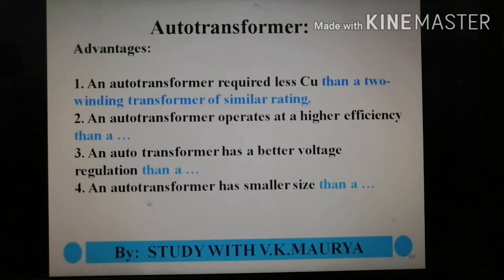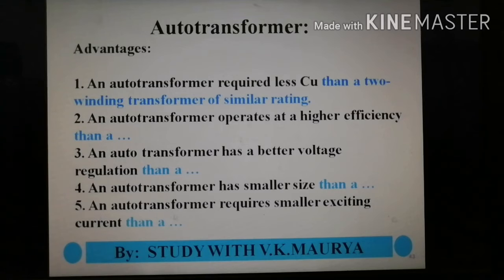Now the fourth one, an auto transformer is smaller in size than a two winding transformer of the same rating. Why is it so? Smaller in size, right? Whatever core is used in an auto transformer is less as compared to the two winding transformer. That's why its size is also small. Fifth one, an auto transformer requires a smaller excitation current than a two winding transformer. It is simple because primary and secondary are directly electrically coupled.